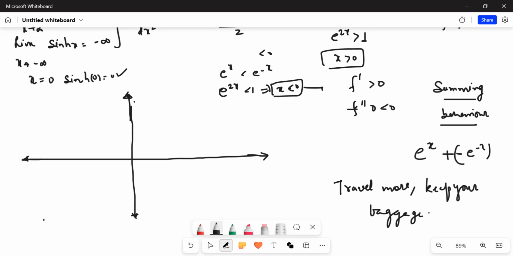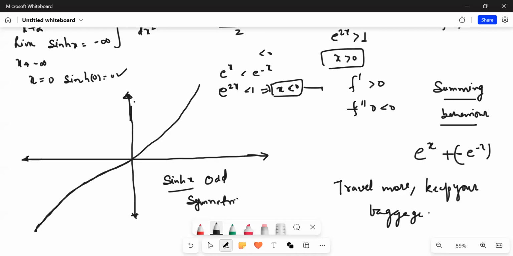For all x less than 0, the function was increasing, but at a decreasing rate. At x equal to 0, it was 0. And for all x greater than 0, it is increasing at an increasing rate. Please remember, this is just increasing at a decreasing rate and then increasing at an increasing rate. This is how your sine hyperbolic function would be drawn. You can clearly see this is an odd function, so it is symmetric about the origin. I hope everybody has got what I wanted to convey till now.